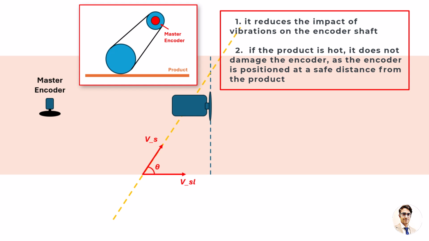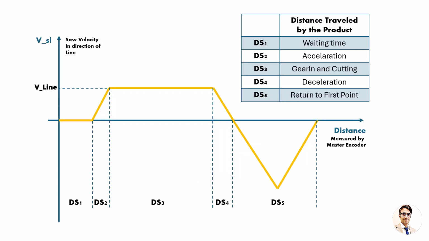distance from the product. As shown in the diagram, the vertical axis represents the saw velocity in the line direction, or VSL. The horizontal axis represents the measured distance traveled by the product, which is measured by the master encoder. The saw's movement in a single cutting cycle follows 5 main phases: waiting, accelerating to match the product line velocity, cutting, decelerating to stop, and returning to the starting position.